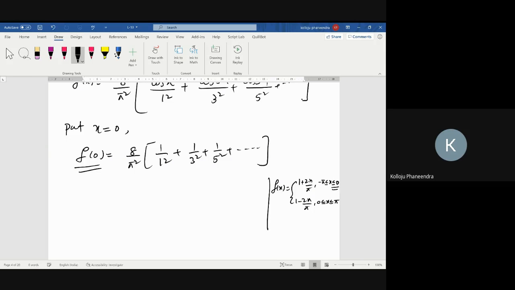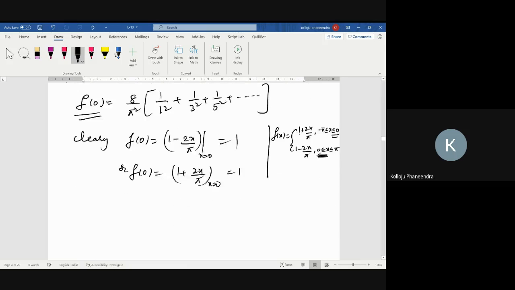That means at x equal to 0, the function value is given. At x equal to 0, what is the function value? Here, when I put x equal to 0, I get 1. In the second interval also, when I put x equal to 0, I get 1. So function is continuous everywhere. Clearly, f of 0 value is 1 minus 2x by pi or 1 plus 2x by pi at x equal to 0, so both give the value 1. So it is continuous at 0.